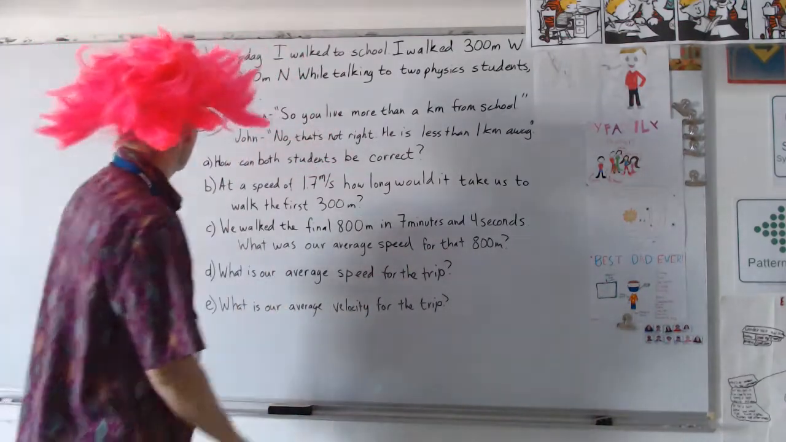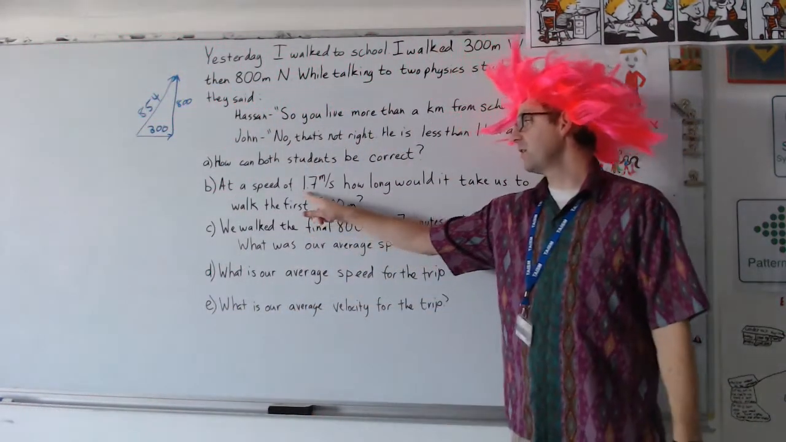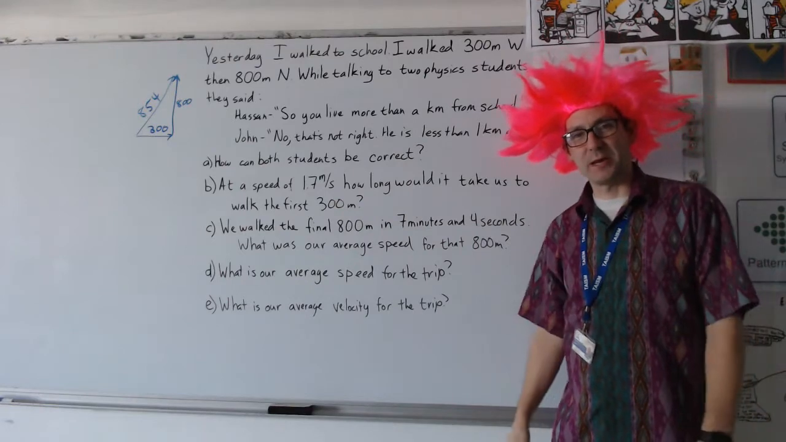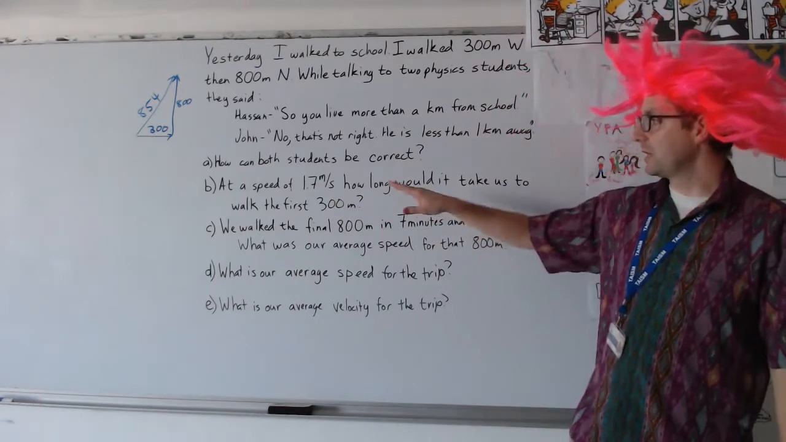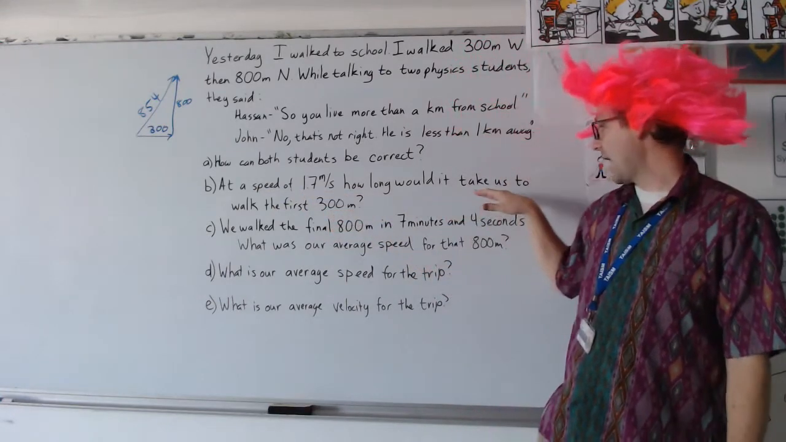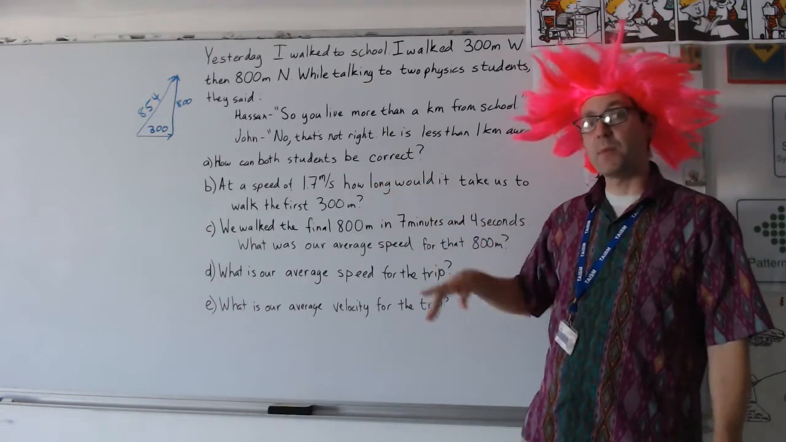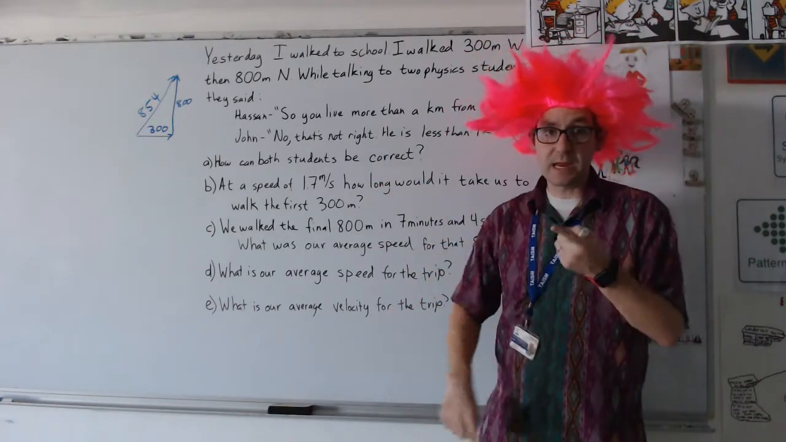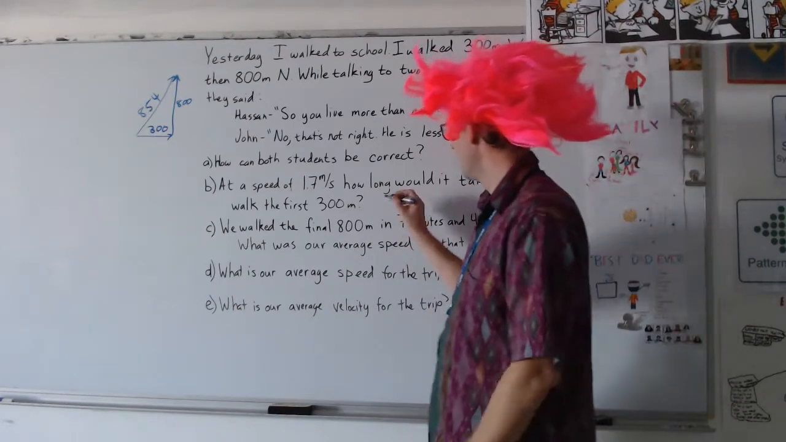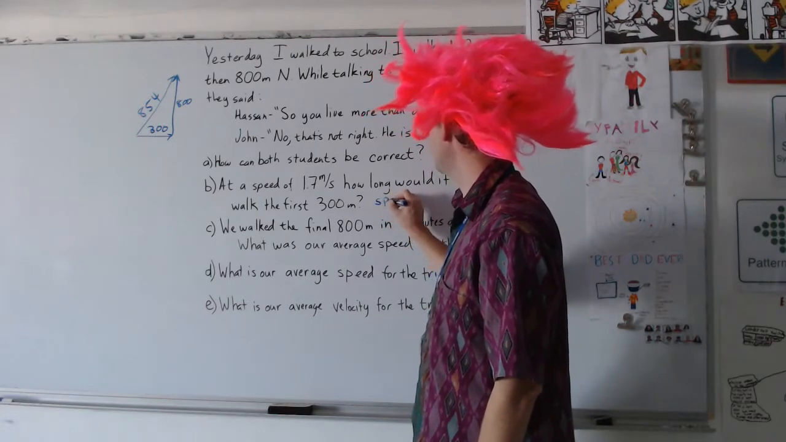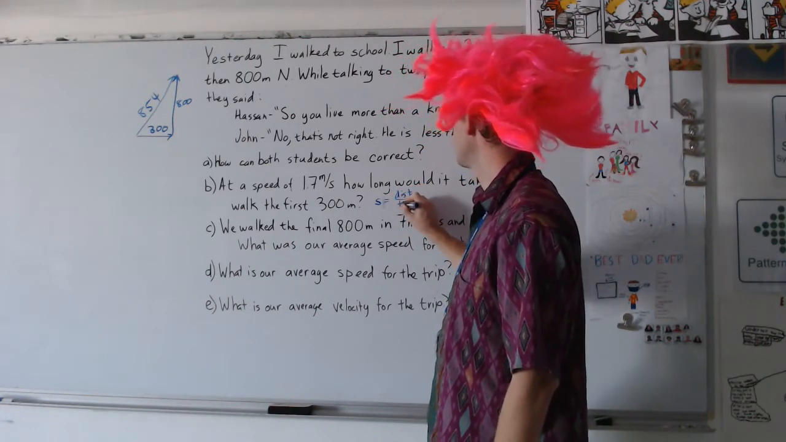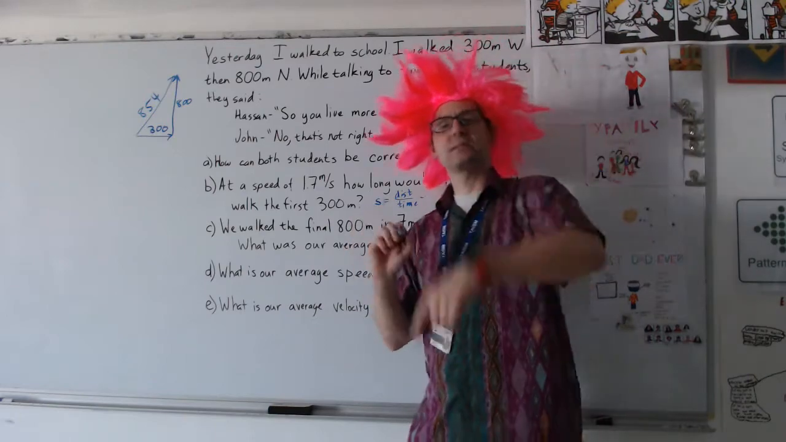All right. Next question. At a speed of 1.7 meters per second, how long would it take us to walk the first 300 meters? All right. So looking at this, it's got speed here. It's got a distance here. It's asking us for how long, that's time. What formula do you know that connects speed, distance, and time? Well, hopefully you're thinking, well, Mr. Bauer, I know that speed is equal to distance over time. And I would say that is absolutely correct.